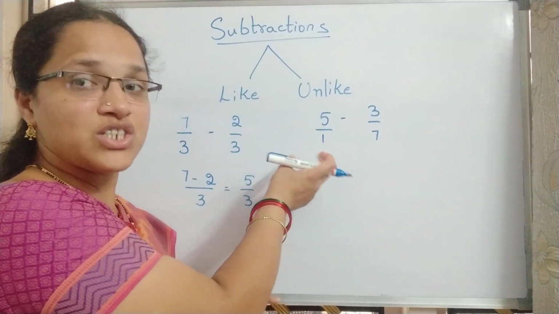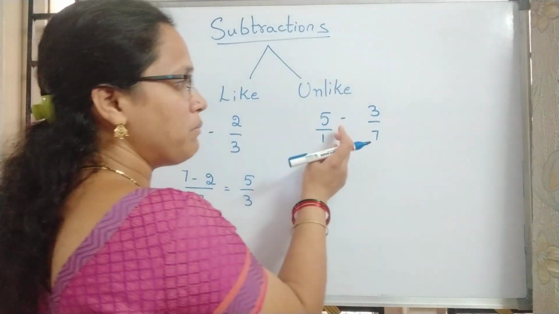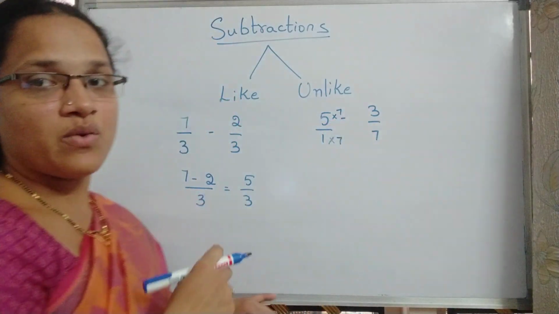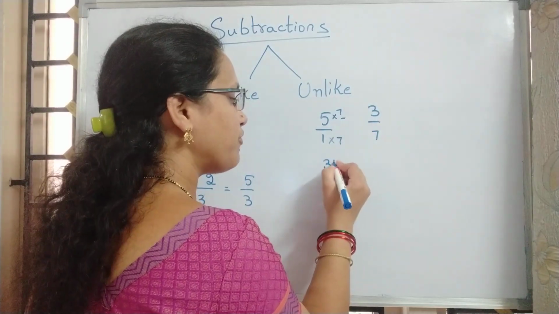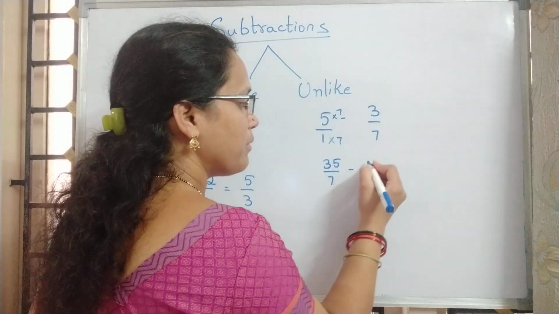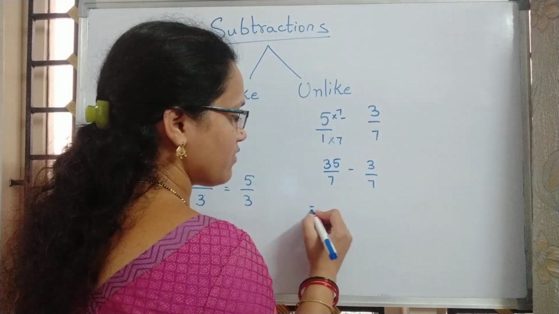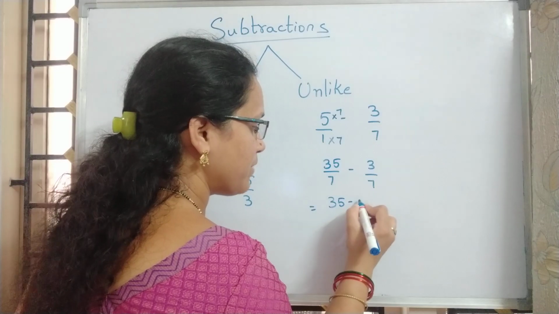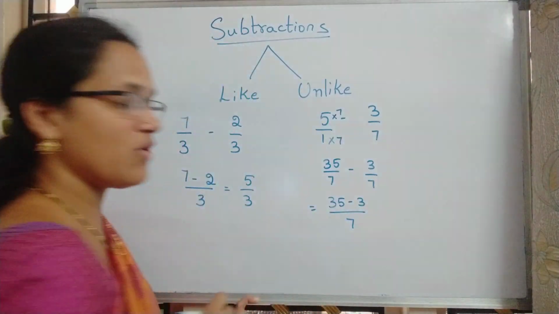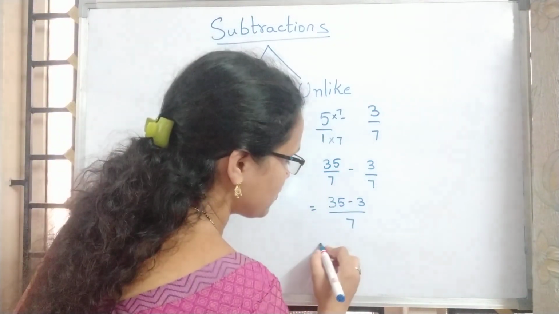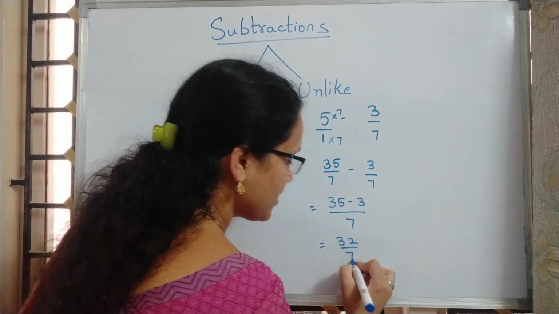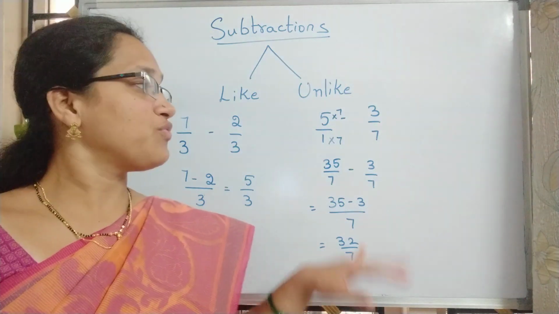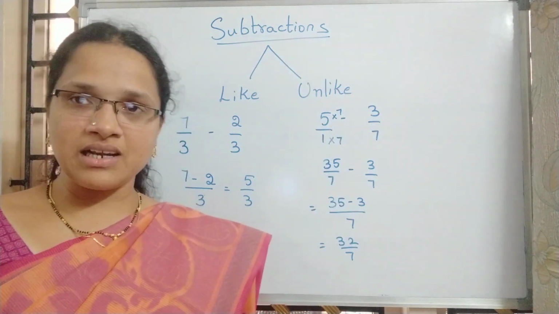So 5 by 1 minus 3 by 7. Times 7 and times 7. So this becomes 35 by 7 minus 3 by 7. Now they have become like fractions. Subtract them: 35 minus 3 is 32, so 32 by 7, which cannot be cancelled any more, and this is the simplest form of the fraction. Is that clear, children?